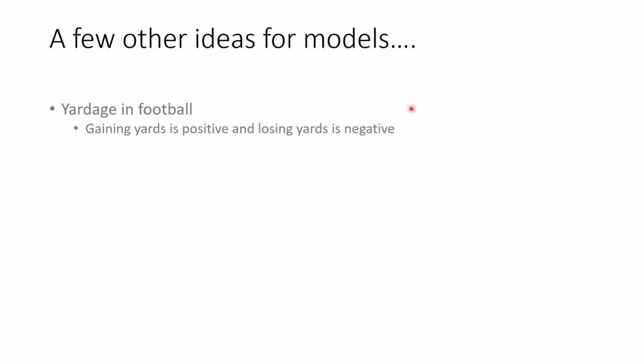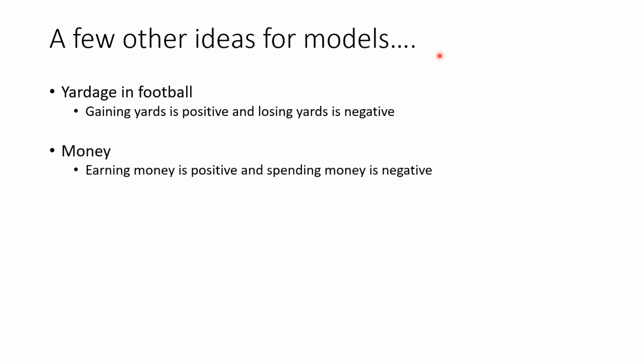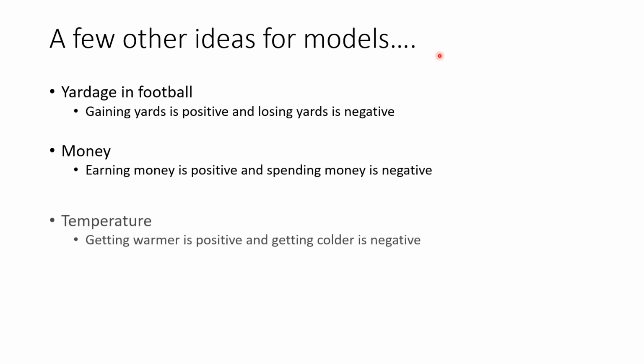All right. A few other ideas for models. So you might have seen positive and negative numbers as yardage in football, where gaining yards is positive and losing yards is negative. So if you're a big football fan, you might want to picture all your adding of signed numbers as gaining and losing yards in a football game. Money, so earning money is positive, spending money is negative, and if you spend more money than you earn, yes, you will end up below a 0. So money is a good model to use in your head.